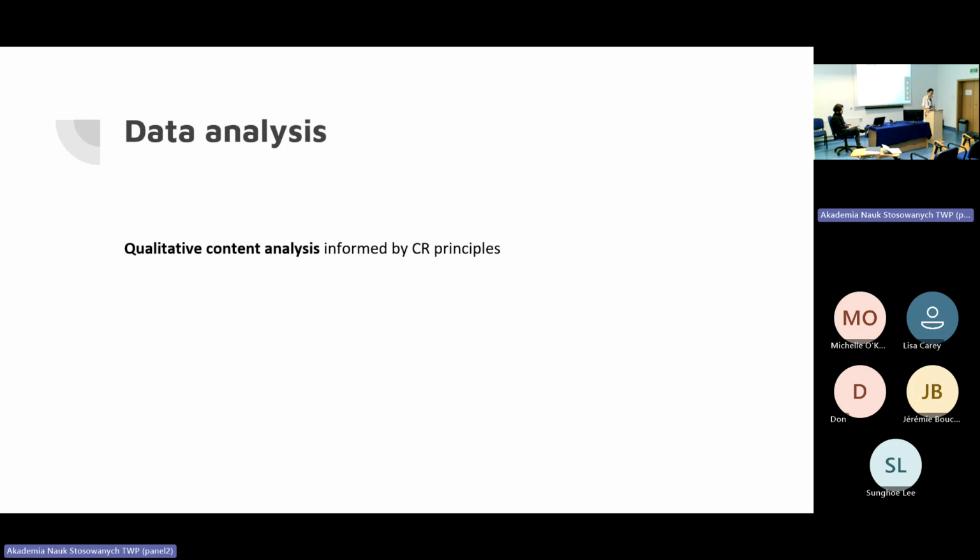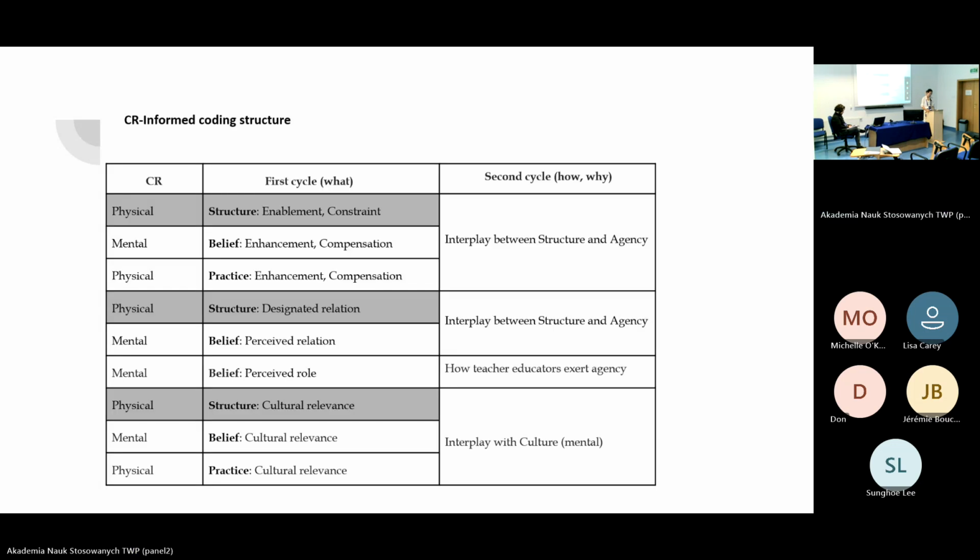I integrate critical realism with qualitative content analysis to examine teacher education phenomena through a context-sensitive and layered analysis of textual data, aiming to identify plausible and comprehensive causal mechanisms. This coding structure organized codes into mental and physical domains.